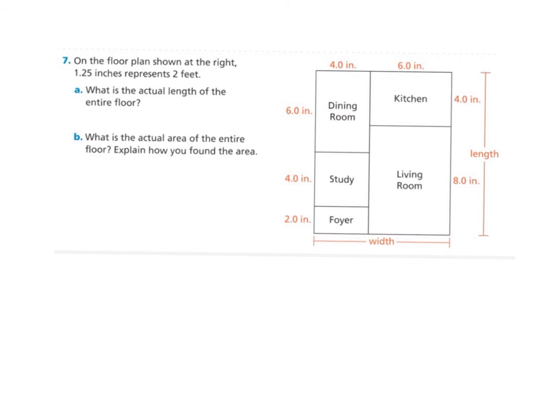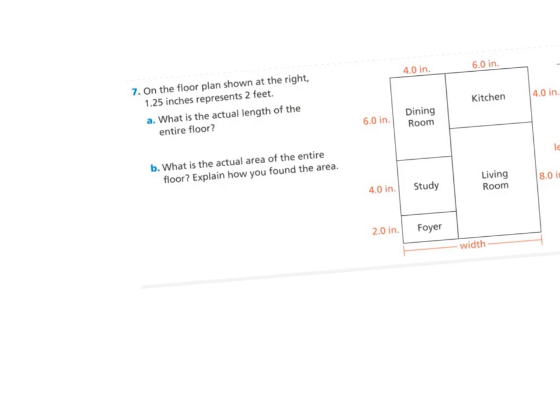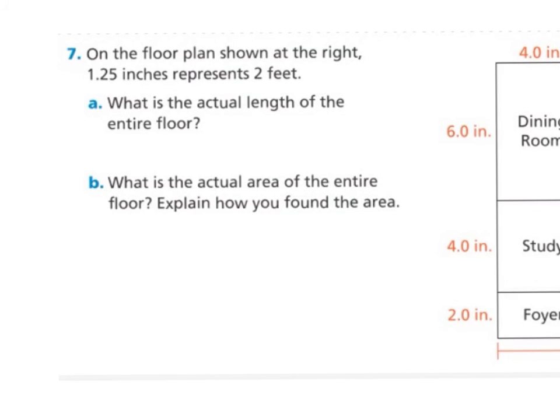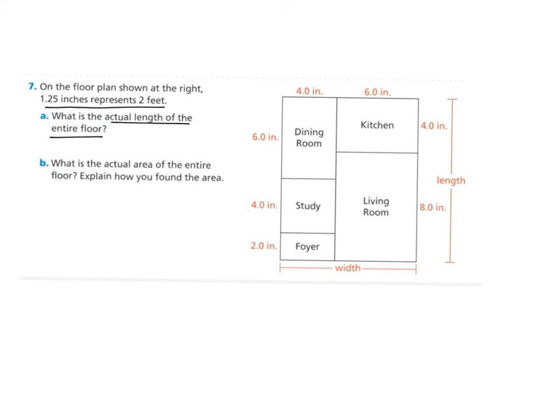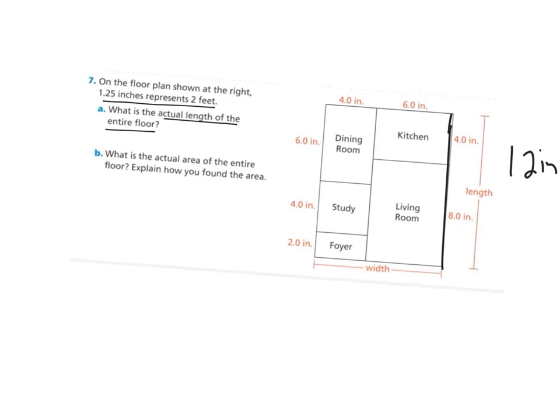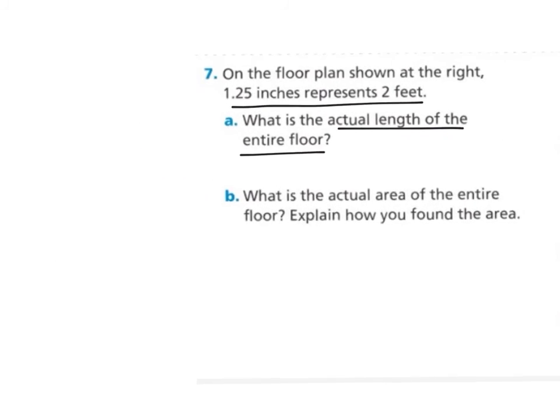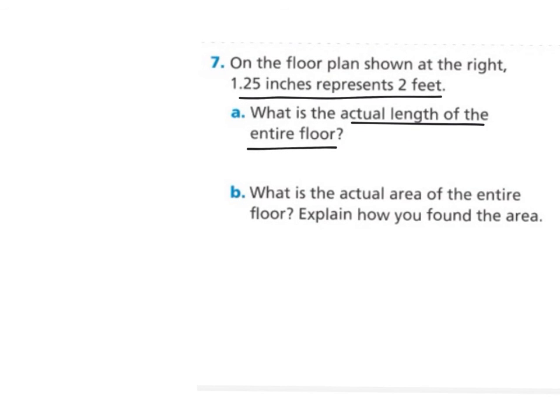Number 7, we have a floor plan where 1.25 inches represents 2 feet. So thanks for not giving us a nice scale, right? What is the actual length of the entire floor? If you look at this all together, the length overall would be what on our drawing? 12 inches altogether if you just add the 4 and the 8 together. Now, don't be tempted to say that that's 1 foot, because that's on our drawing. We want it to stay in inches.